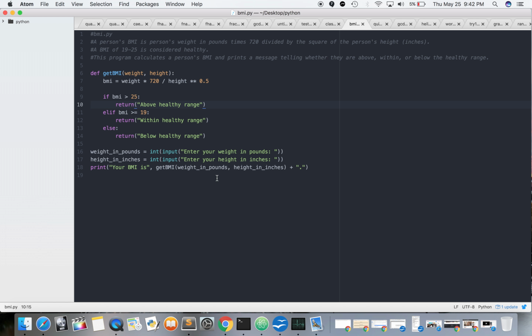Number 5, chapter 7, decision structures, page 2.